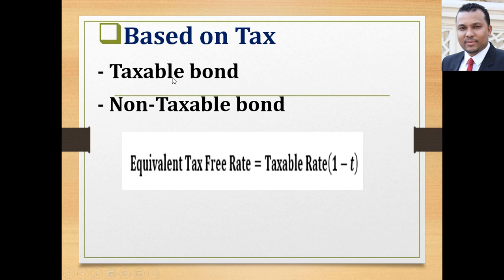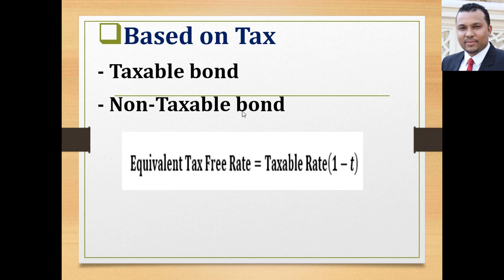The first, taxable bond. In case of a taxable bond, the bond's interest income is taxed as a part of the bondholder's total income. In this case, the bondholder pays a tax on the earnings of this bond. The next case, non-taxable bond. In case of a non-taxable bond, we can call it tax-free or tax-exempt. This bond is exempt from paying any taxes.